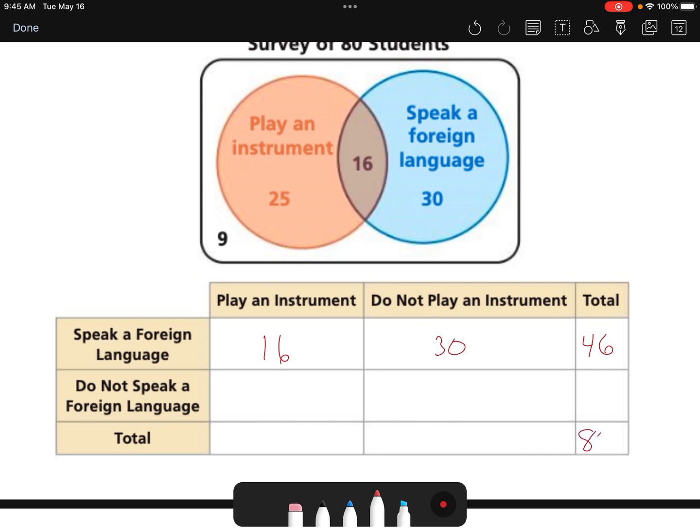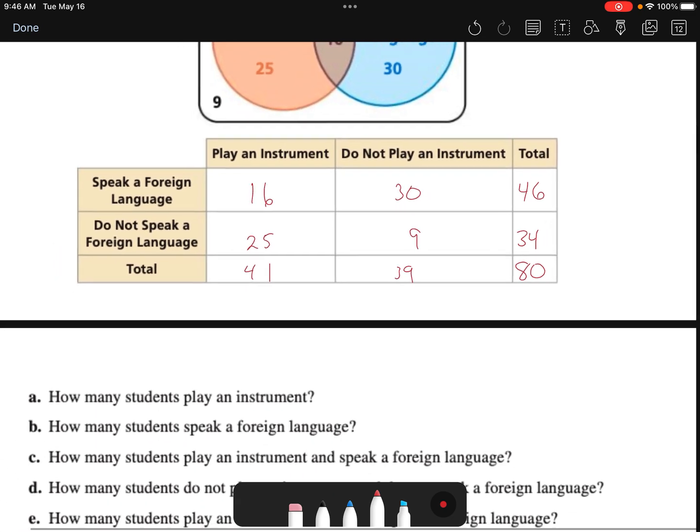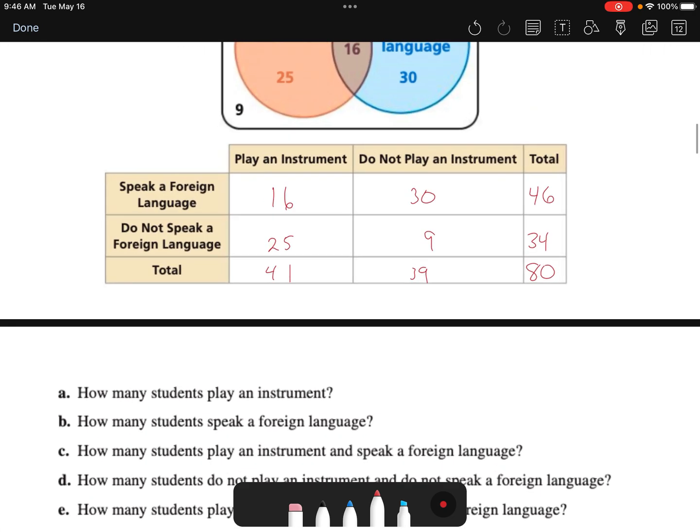Remember, this number here must be 80 because we surveyed 80 kids. Then we said, okay, do not speak a foreign language but play an instrument. Looks like there's 25 there. That adds up to 41. And do not speak a foreign language nor play an instrument. Hey, that's 9. So that's 39. Add 25 and 9 is 34, and guess what? It equals 80.